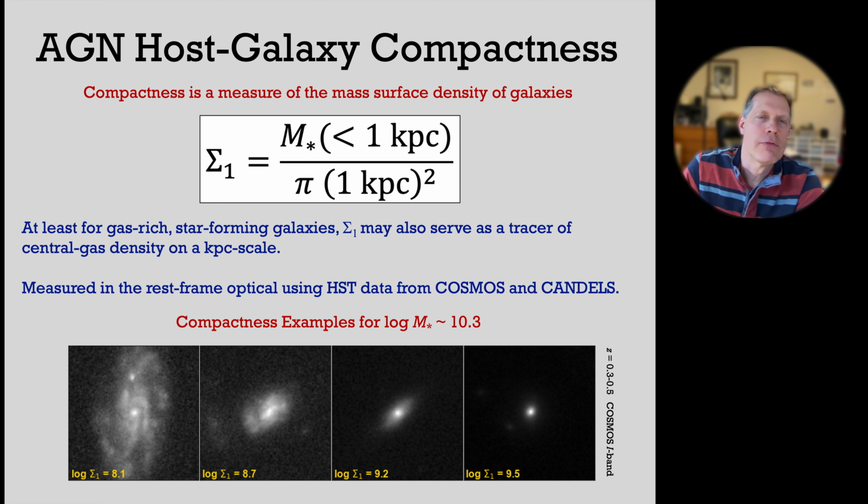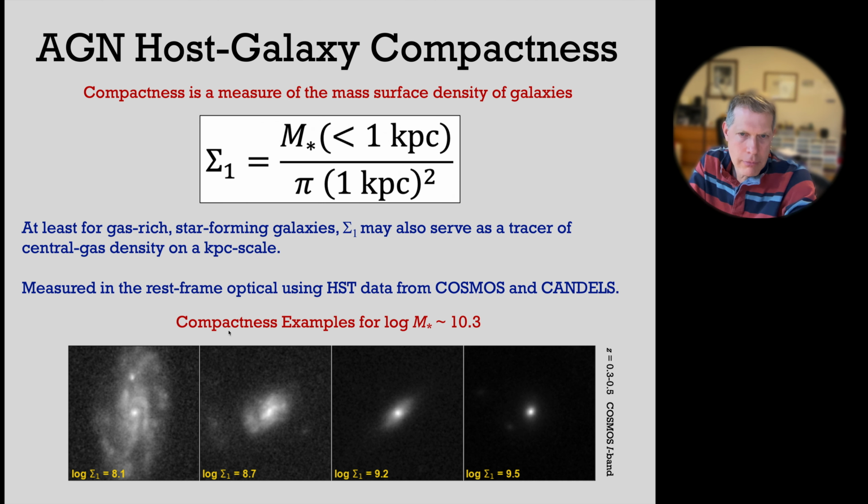And then another one we find is that the AGN host galaxy compactness also appears to play a role in black hole growth. Compactness is a measure of the kind of mass surface density of galaxies. Here's one way it's commonly measured. You measure the stellar mass within 1 kiloparsec and average that out over 1 kiloparsec area. And at least for gas-rich star-forming galaxies, this sigma 1 parameter may also serve as a tracer of central gas density on a kiloparsec scale. We measure this sigma 1 parameter in the rest frame optical using Hubble Space Telescope data, in this case from Cosmos and Candles. Qingling Ni did those measurements.